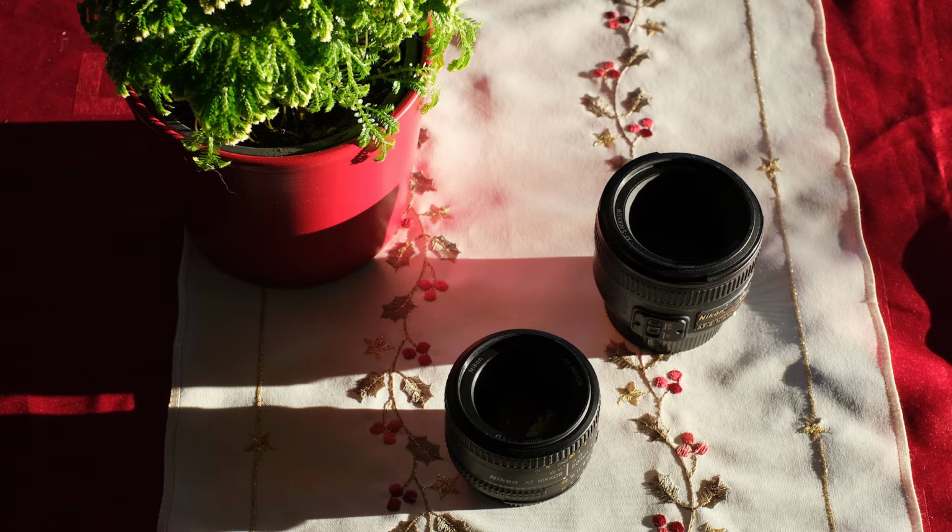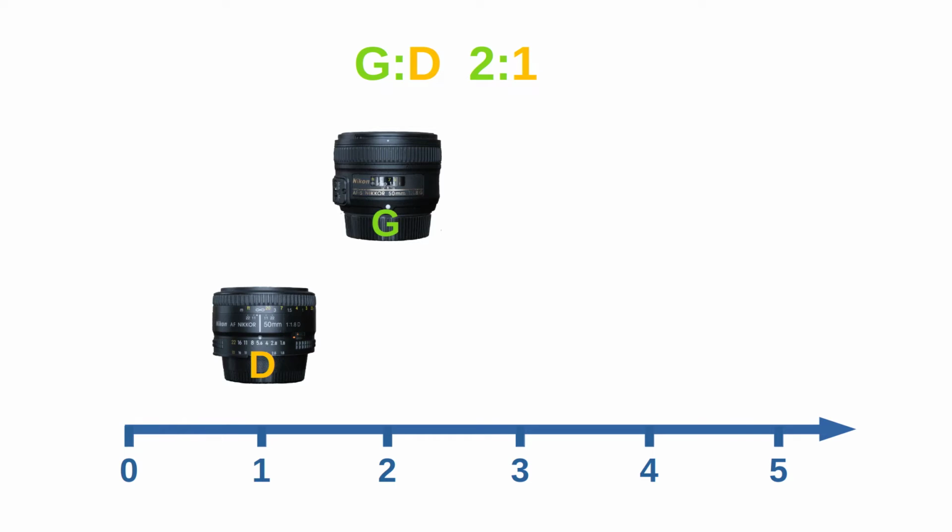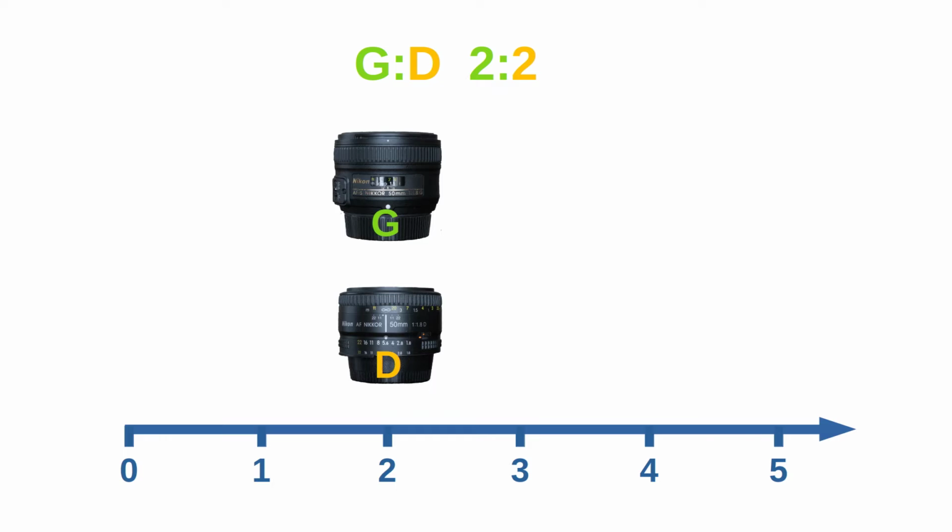The size differences are not significant, but the point still goes to the D because it's doing the same while being smaller. We now have a tie at 2-2. The D seems to be making a comeback.